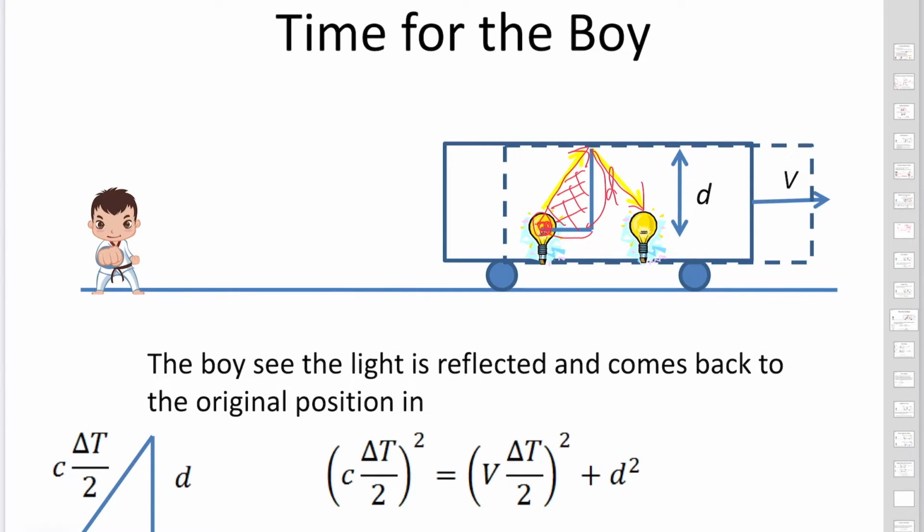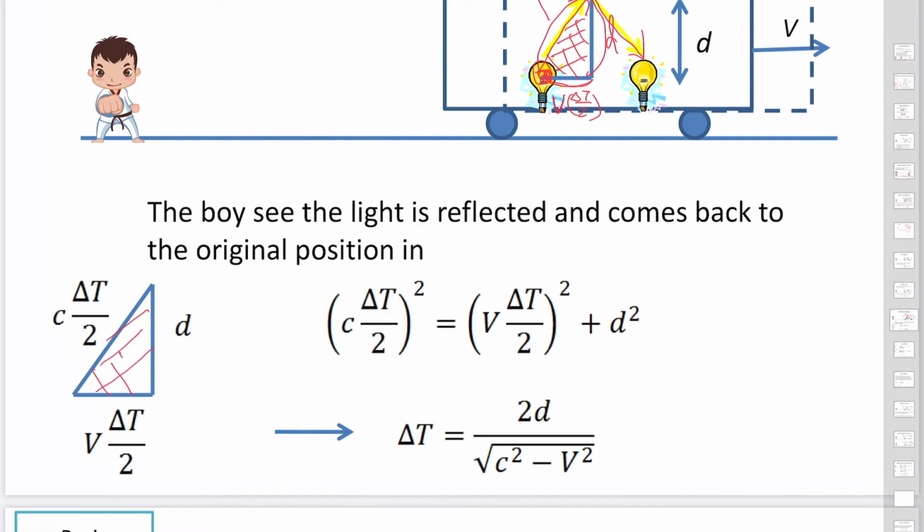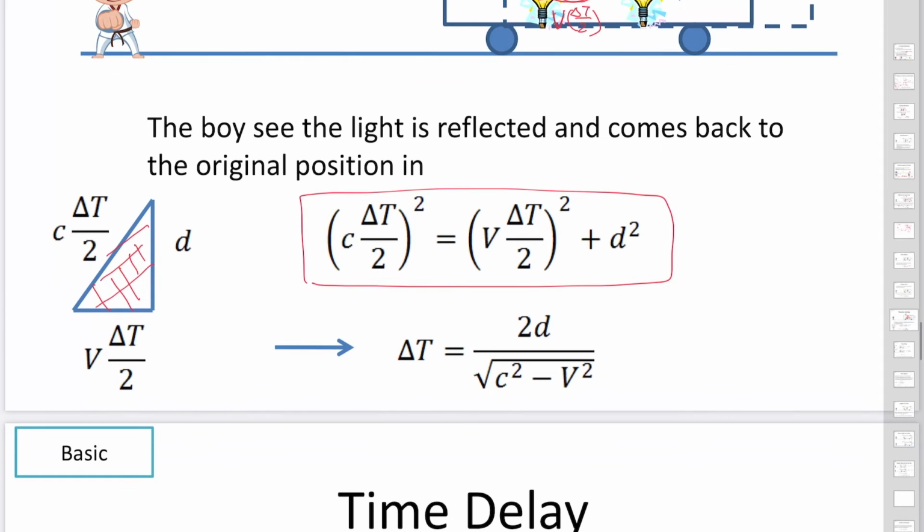This length is going to be v times delta t over 2, where v is the velocity of the train. During delta t over 2, the train is moving to the right by this length, and the light is traveling c times delta t over 2. Then we have this triangle, and we apply the Pythagorean theorem. From this equation, you can calculate delta t, which is 2d over the square root of c squared minus v squared.